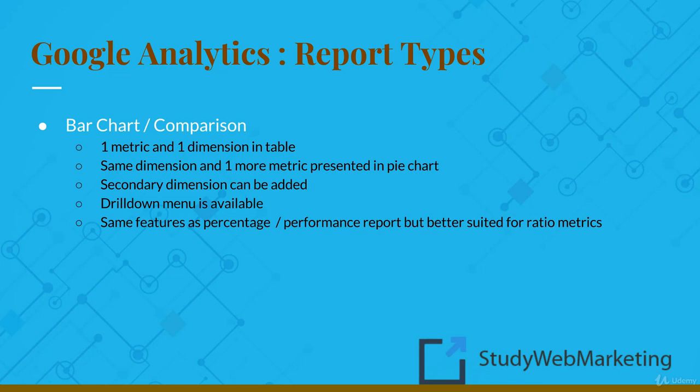The third report which we visited in this session is the bar chart comparison. This is again very similar to the pie chart and bar chart reports. One metric and one dimension in the table. The same dimension and another metric can be presented in the bar chart. A secondary dimension can be added. A drill down menu is also available. But this particular report is more suited for ratio metrics like pages per session, bounce rates, conversion rates, e-commerce conversion rate, etc.